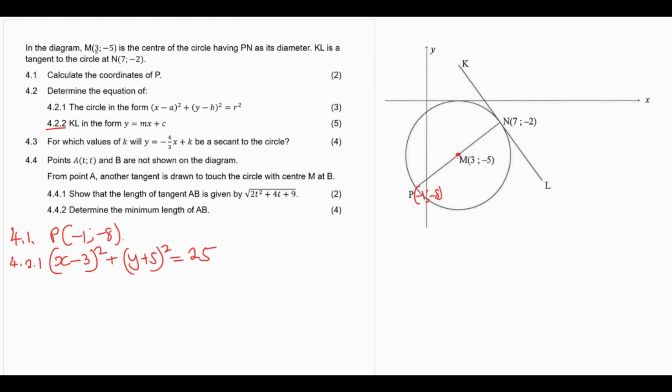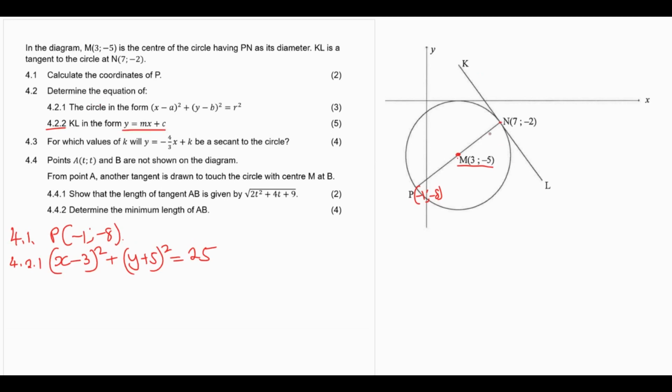In the diagram, M is the center of the circle. Then PN is the diameter. KL is the tangent to the circle at N. We need to find the equation of KL.